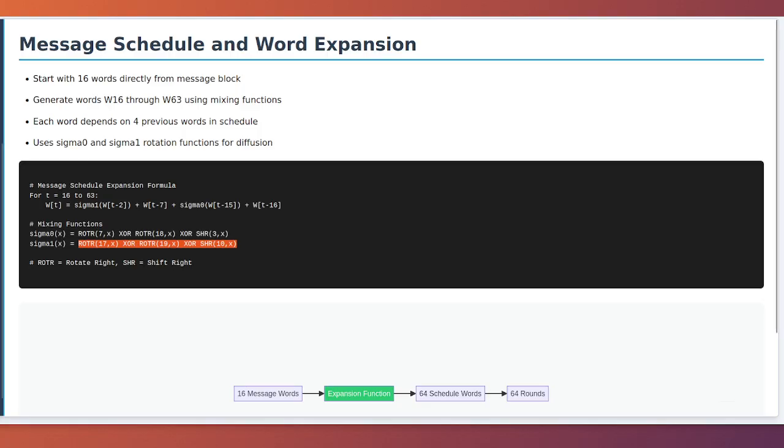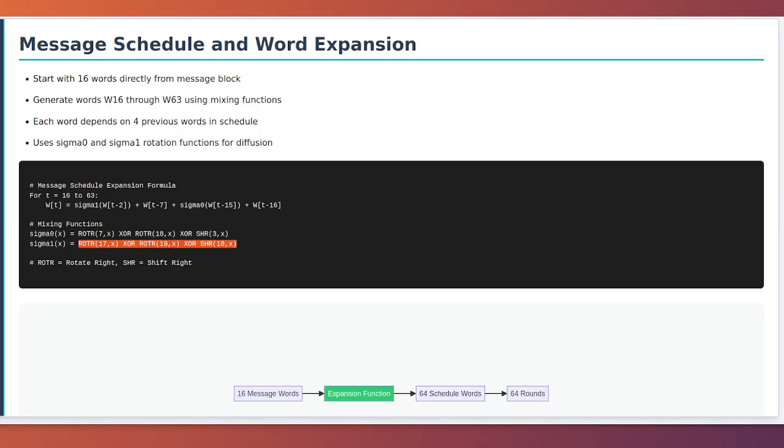Why expand 16 words into 64? This expansion ensures that changing any single bit in the input affects many words in the schedule, which then affects many rounds of the compression function. It is a crucial part of achieving the avalanche effect. The specific rotation amounts were carefully chosen through cryptanalytic study to maximize diffusion while keeping the computation efficient.